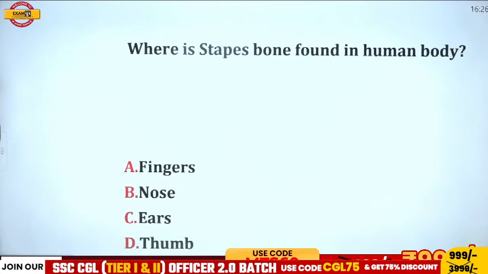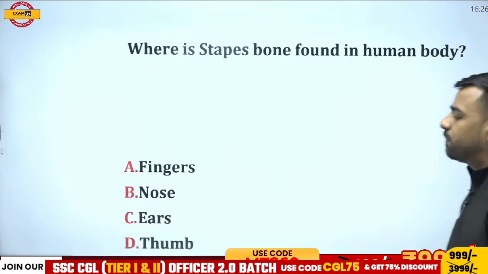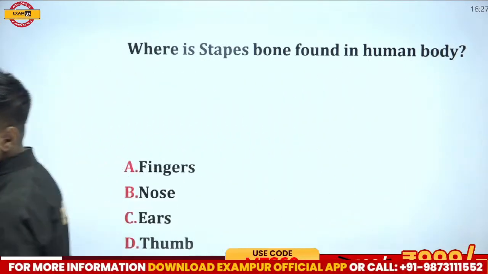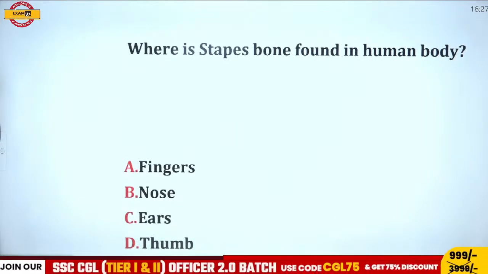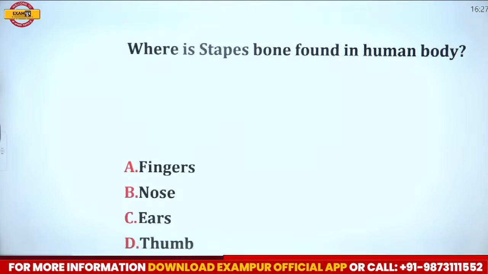Next, where is the stapes found in the human body? Again, a question from the CGL part. Obviously, all the questions are from the CGL part. Let's see who can answer this part. Waiting for the answer, everyone. Let's see who can answer this part.